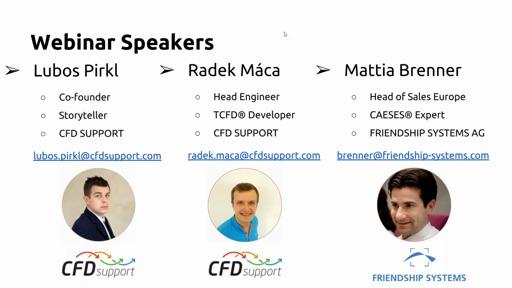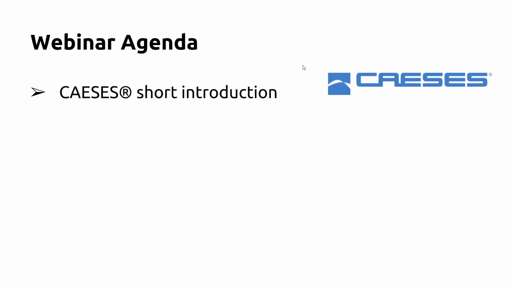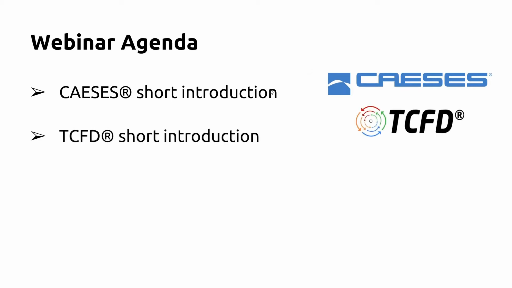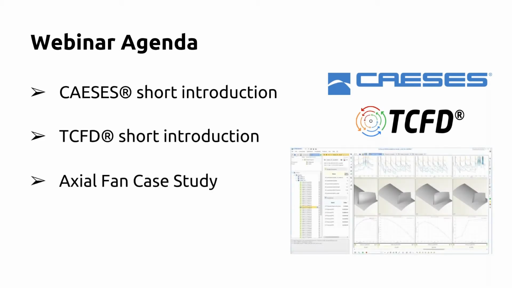So I think we can move ahead. Here is the agenda of today's webinar. The webinar is going to take about 1 hour. There will be the following parts. In the first part, there will be a brief introduction to CAESES given by Mattia. Then I will give a little introduction to TCFD. After that, Radek will show you the joint workflow of CAESES and TCFD on the axial fan example. So it's a little study we made recently. And in the last part, there will be a Q&A session dedicated to your questions and our answers.